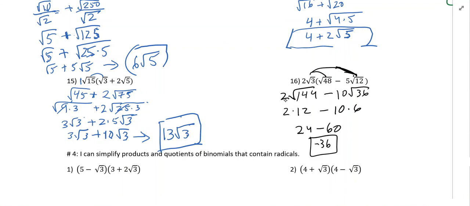So when you distribute here, you get 2 rad 144 minus 10 rad 36. So then the square root of 144 is 12. So I get 2 times 12, which gives me 24. On the right-hand side, I get 10 times the square root of 36, which is 6. So I get 60. So 24 minus 60 gave me negative 36.